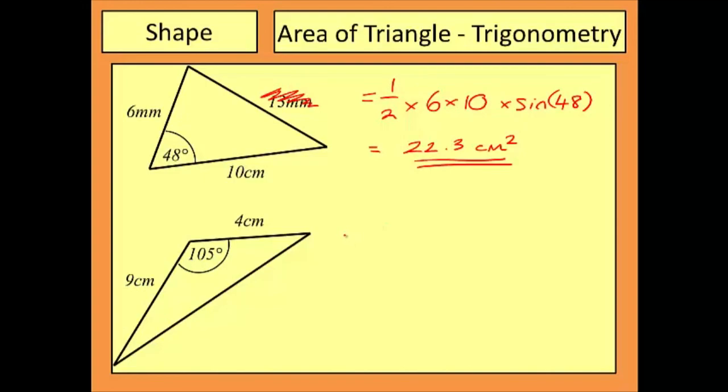In the second example it's slightly more straightforward. It just has an obtuse angle in the triangle. This doesn't affect my calculation at all. It's still going to be a half times 4 times the 9 times the sine of the angle, which is 105. This will give me a final value for my area of 17.4 centimeters squared.